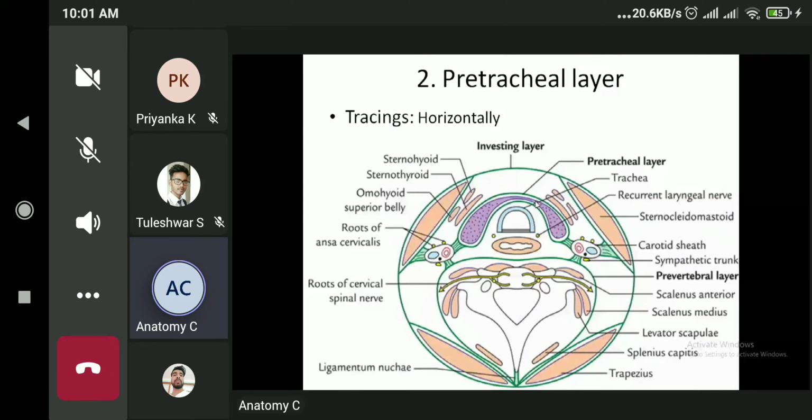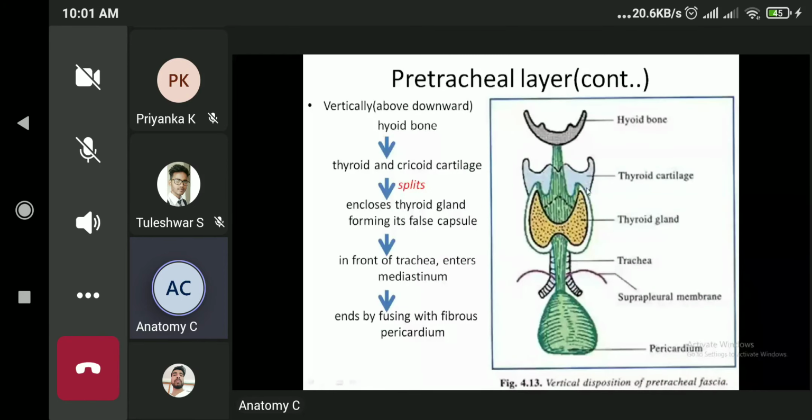Vertical tracing of the pretracheal fascia begins from the hyoid bone. From the hyoid bone, the pretracheal layer descends downward. Then it gets attached to the oblique line of the thyroid cartilage. The thyroid cartilage on its anterior aspect has an oblique line on either side. Further descending downward, it gets attached to the cricoid cartilage more laterally. And from the cricoid cartilage, it descends down and splits to enclose the thyroid gland.